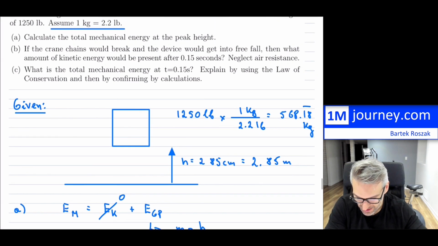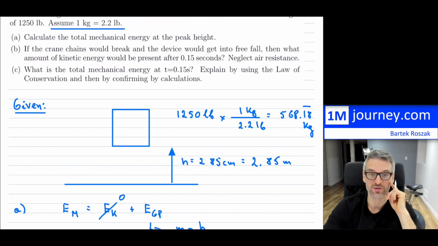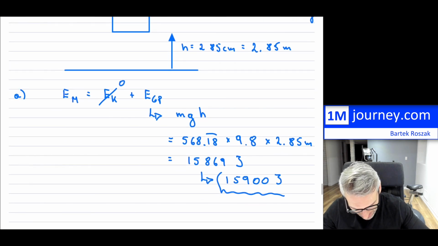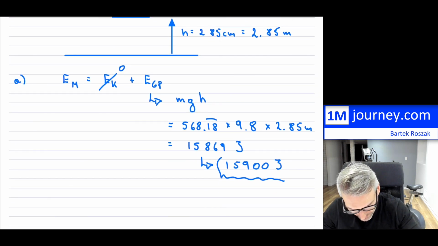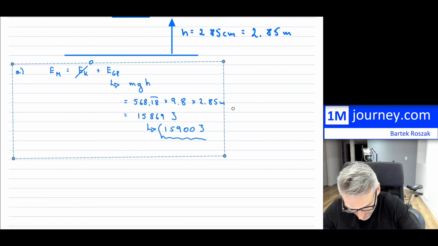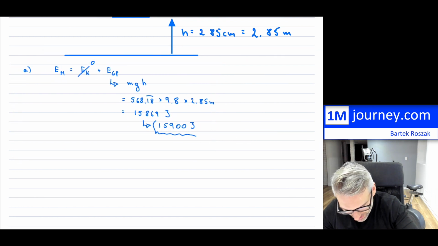Now for part B, it says if the crane chains would break and the device would get into free fall, then what amount of kinetic energy would be present after 0.15 seconds? Neglecting air resistance. Well, if we want the kinetic energy now, then this is going to give us a little bit of work. I'm going to make this much smaller here so that I can work on the second component.